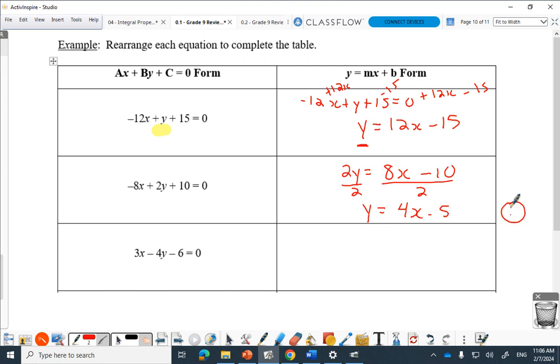I'm ready to graph. I forget how to graph. Yeah, okay, no problem. We're going to do that next. What do I do with this next?